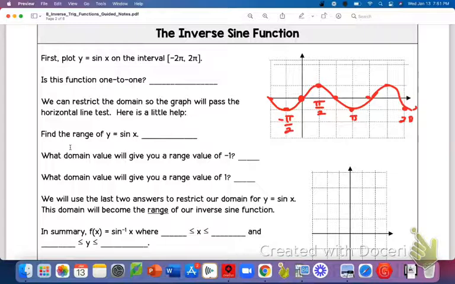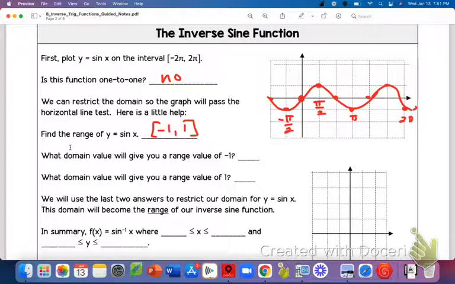So, is it one-to-one? No, it clearly does not pass the horizontal line test. So what we're going to do is restrict the domain so the graph will pass the horizontal line test. If we think about the range of the sine function, it goes from -1 to 1. And remember, the range of the original function should be the domain of its inverse. So where are my values at -1 and 1?